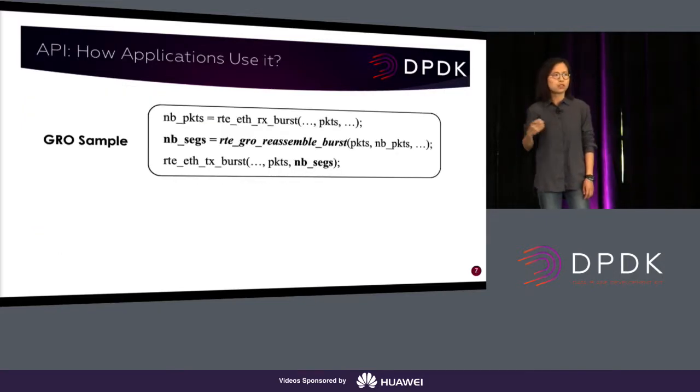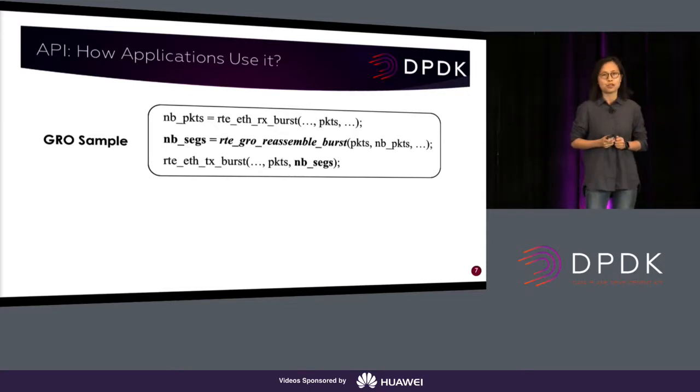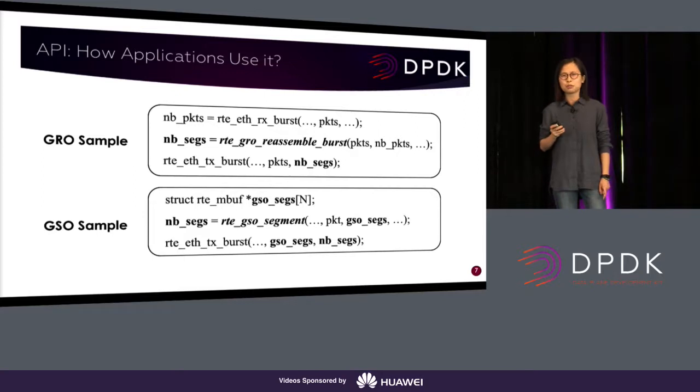So how do applications use our library? I list some simple code here. As you can see, using the GRO library is extremely easy. We just need to call one function. And for GSO, it's very simple too. One function is enough.